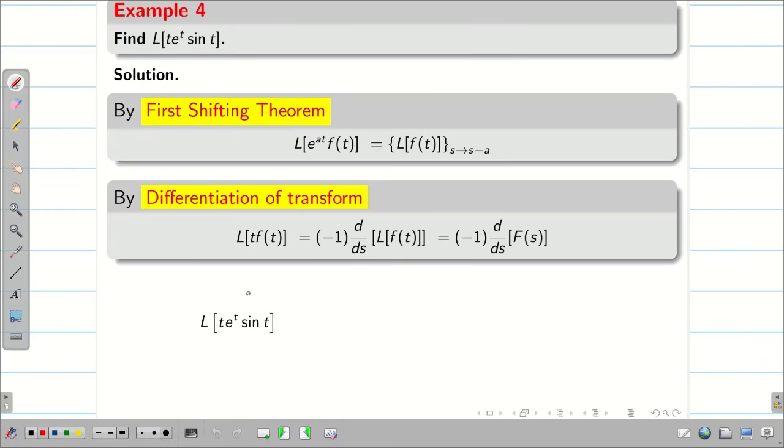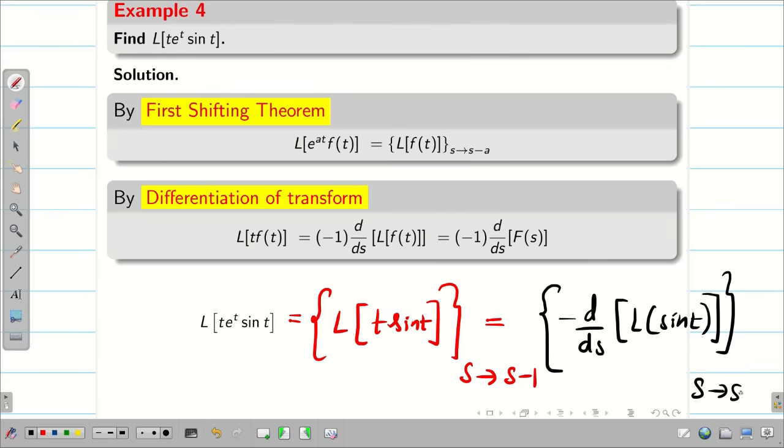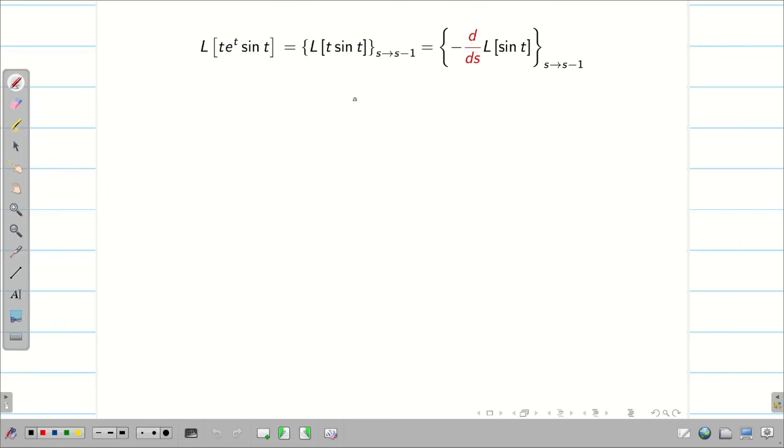Now, first we have to apply the first shifting theorem. So, we get L of t into sin t, where s should be replaced by s minus 1 at the end. Next, we have to apply differentiation of the transform. L of t into sin t can be written as minus d by ds of L of sin t, with s replaced by s minus 1. Now we have to differentiate this. For this we need L of sin t. L of sin t is going to be 1 by s square plus 1.